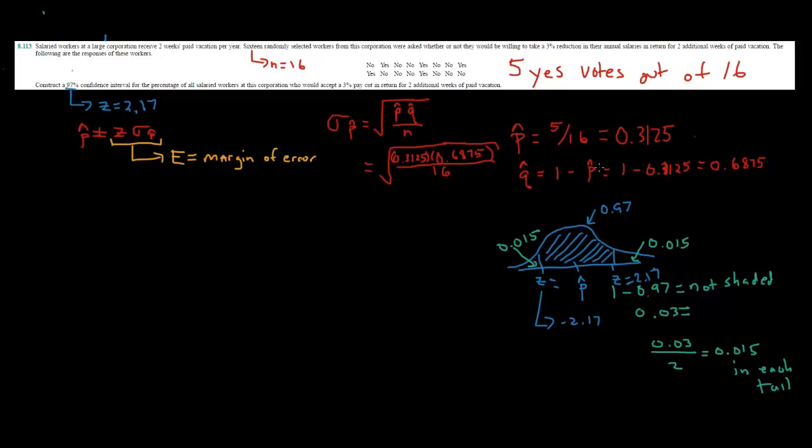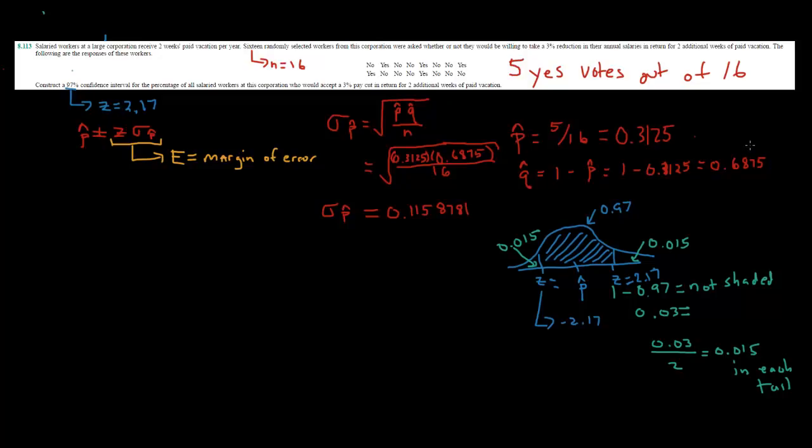So break out your calculator and let's figure out what sigma sub p hat equals. We have the square root of 0.3125 times 0.6875, divided by 16, all under the square root. And it looks like it is 0.11587801. I think that should be good enough. Alright, so that's our standard deviation of the proportion sampling distribution.